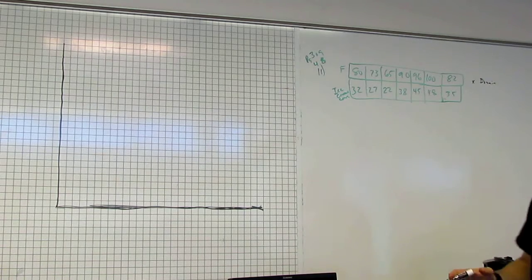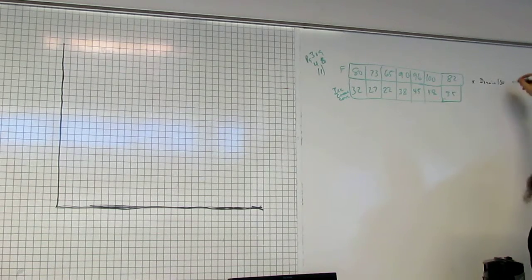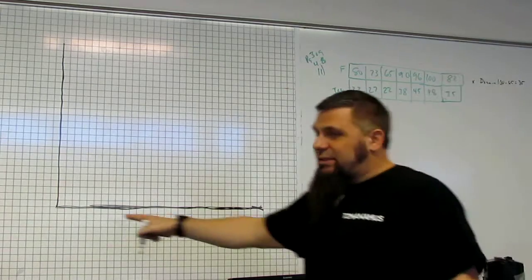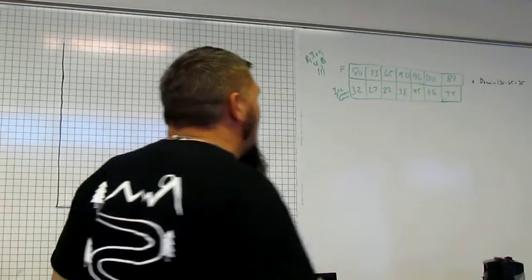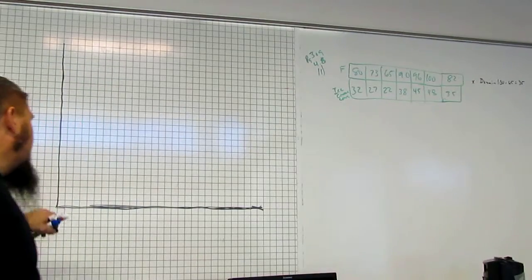So my domain goes, my highest number is 100, and my lowest number is 65. So 100 minus 65 is 35. Okay? So I need 35 in the x's. I need to be able to fit 35. Now that means 65 could be right here.